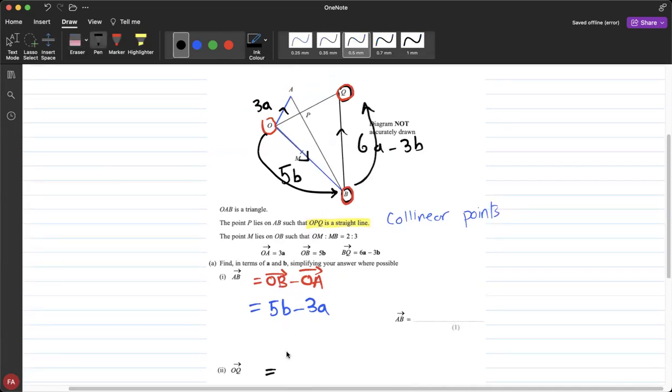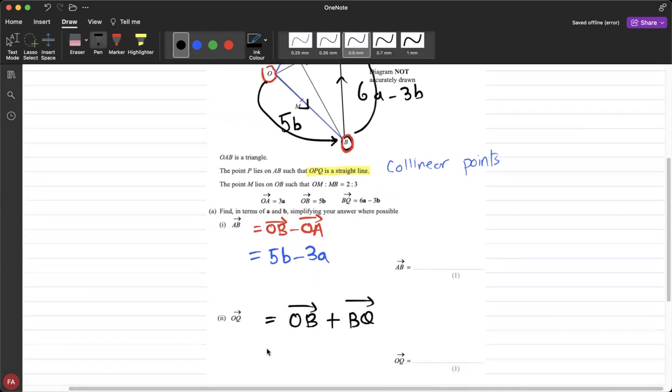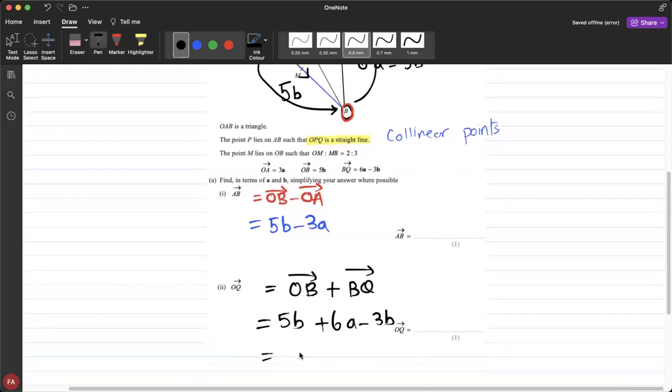So if that is the case, let's write down the path over here. That's going to be O to B plus B to Q. O to B is given to us as 5B. In a similar way, B to Q is also given to us as 6A minus 3B. This would end up giving us the answer as 6A plus 2B. This over here represents my OQ.